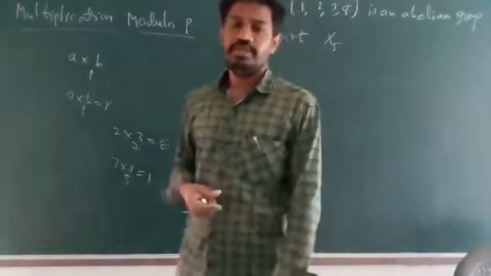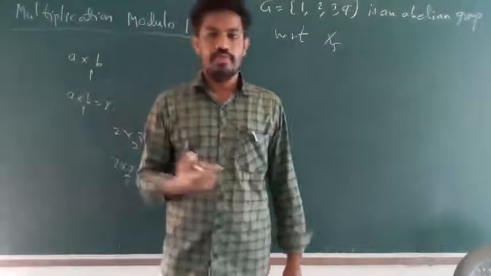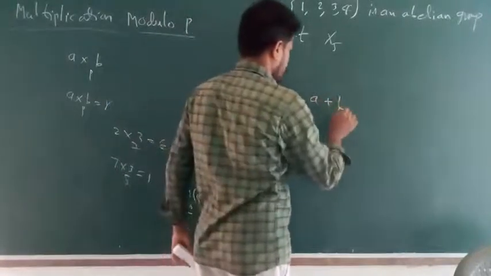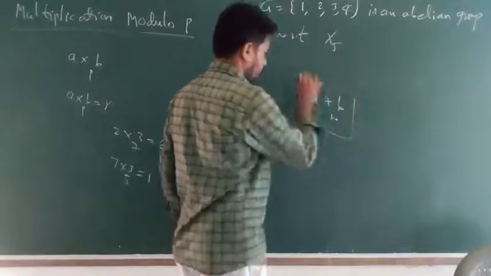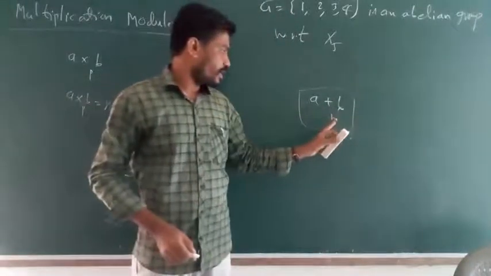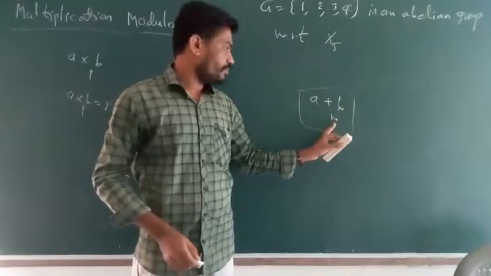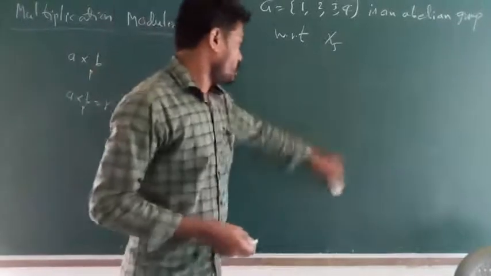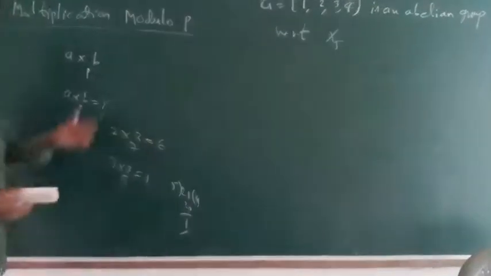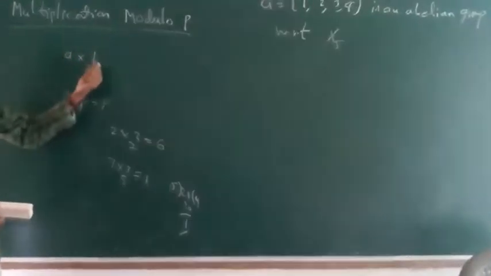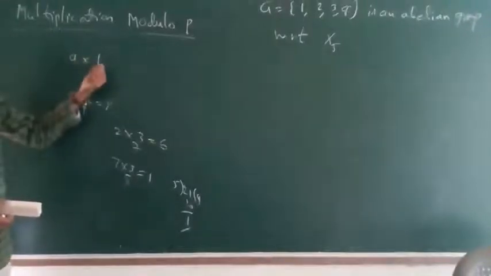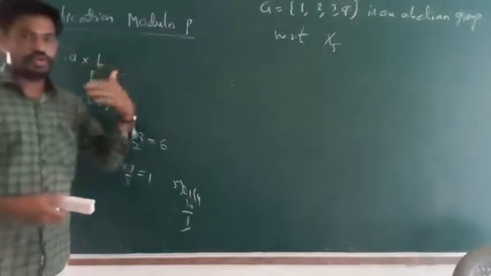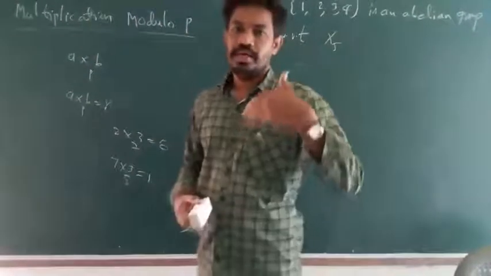Today's topic is the definition of multiplication mod p. In the previous video we covered addition mod m. Addition mod m means a plus b with respect to m. First you add the two elements and compare the total value with m, whether it is equal, less, or greater. In this case, multiplication mod p means first multiply the two elements a into b, then compare it with the p value, whether the total is equal to p, less than p, or greater than p.